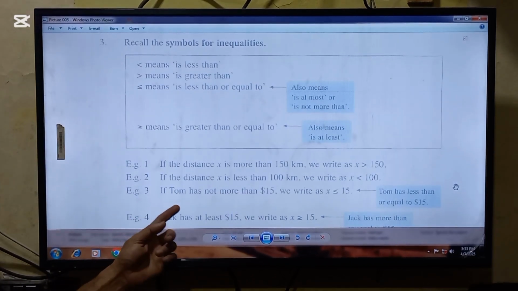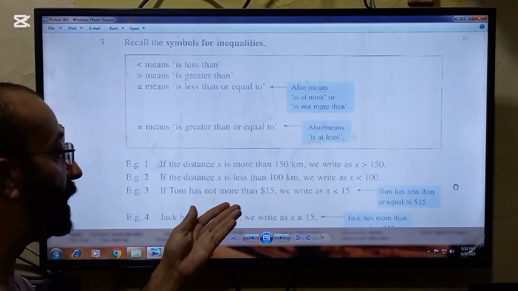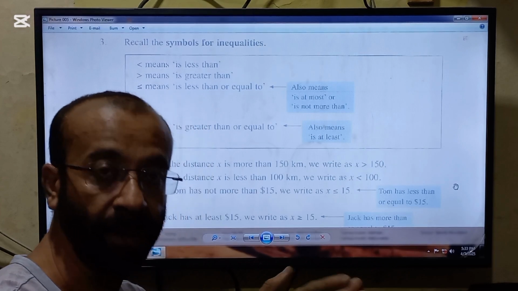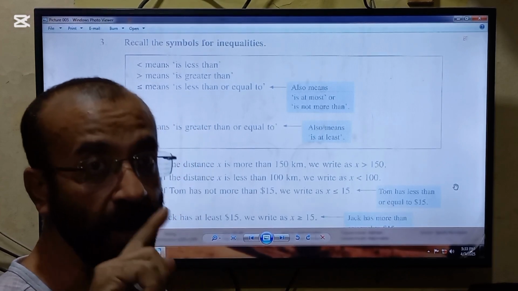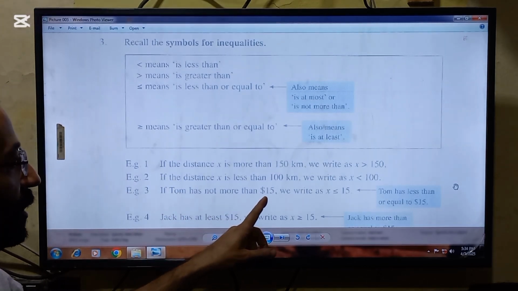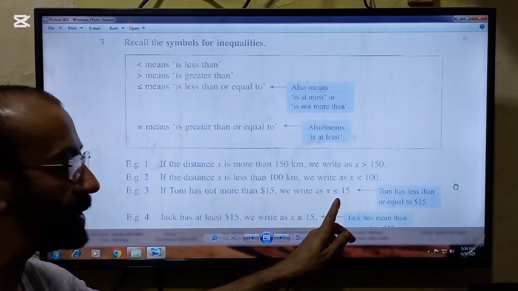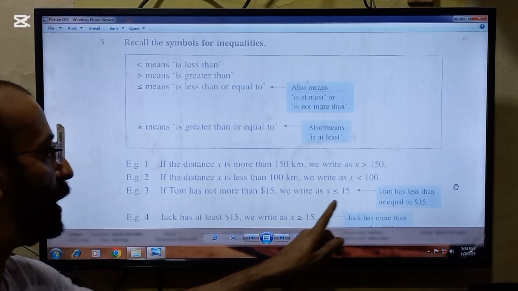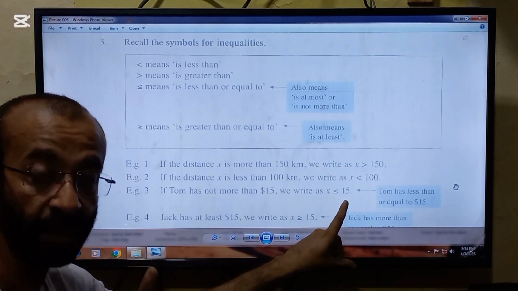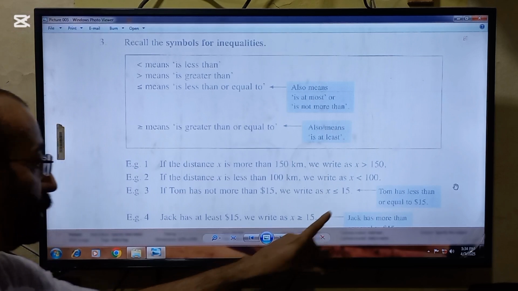Example number 3, if Tom has not more than. So beta, be very careful because now this statement is not more than. It means there may be lesser than, because the words given are not more than. So Tom has not more than $15. So the inequality for this will be x is less than or equal to 15, because not more than. Not more than means he will not have 16, but up to 15 he can have. So this is the inequality.